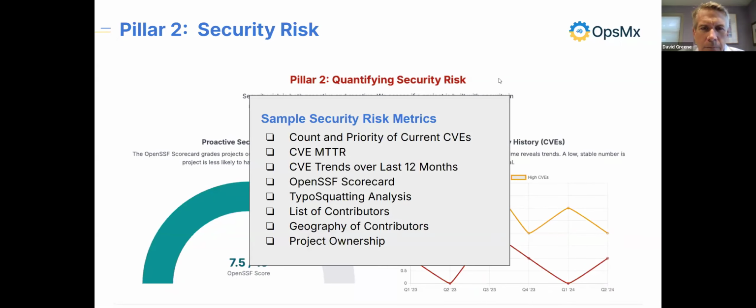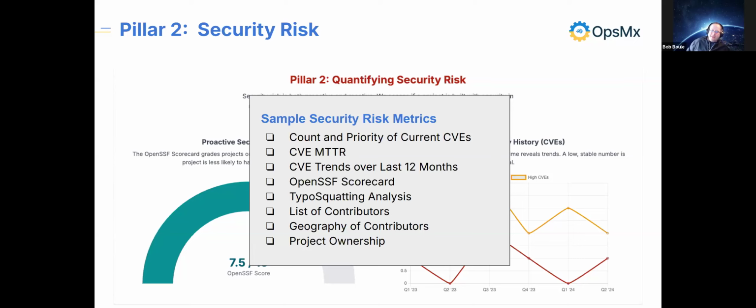in terms of measuring security risk. Yeah, so there we go. So count and priority of the current CVEs, the mean time to repair, the trends over the course of the last 12 months, that OpenSSF scorecard, things like typosquatting risk, right? I mean, listen, there's a handful of ways to help detect potential typosquatting, and so you want to make sure that you've got a process in place that's looking at that.